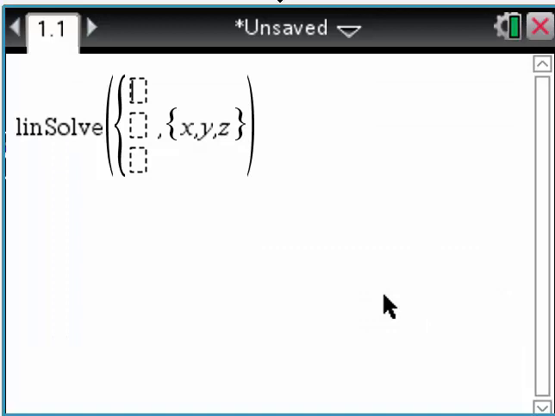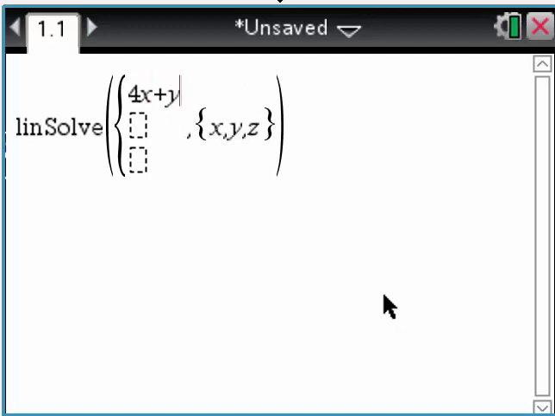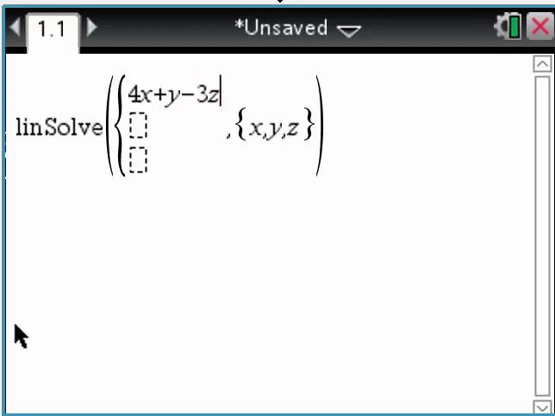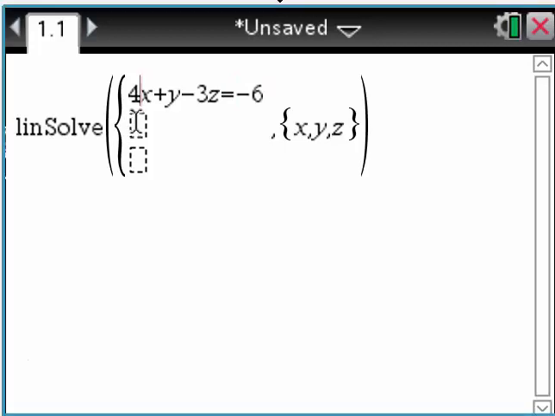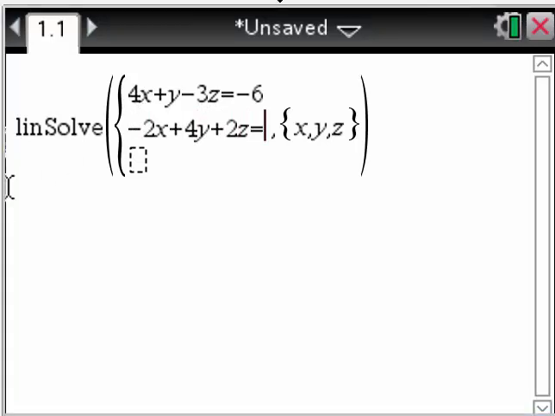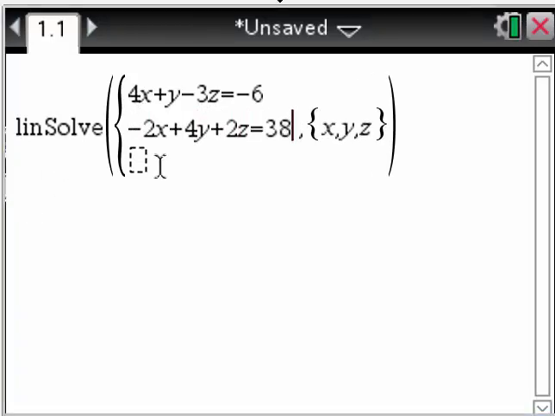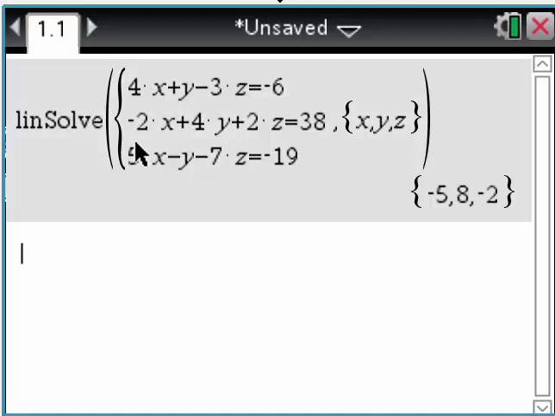So we're going to plug in the original. So 4x plus y minus 3z. And your equal sign is below your control button. So equals negative 6. Then you're going to put the next one in. Negative 2x plus 4y plus 2z equals 38. And the last equation, and a calculator is only as good as the person typing it in. If you type it in wrong, you're going to get the wrong answers. So 5x minus y minus 7z equals negative 19. All you have to do is hit enter. And negative 5, 8, negative 2 matches what we got.